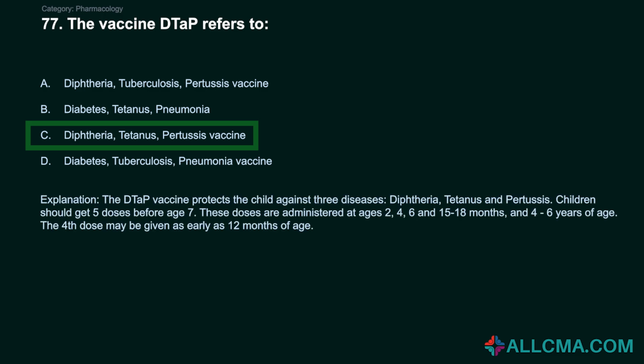The DTaP vaccine protects the child against 3 diseases: diphtheria, tetanus, and pertussis. Children should get 5 doses before age 7. These doses are administered at ages 2, 4, 6, and 15 to 18 months, and 4 to 6 years of age. The 4th dose may be given as early as 12 months of age.